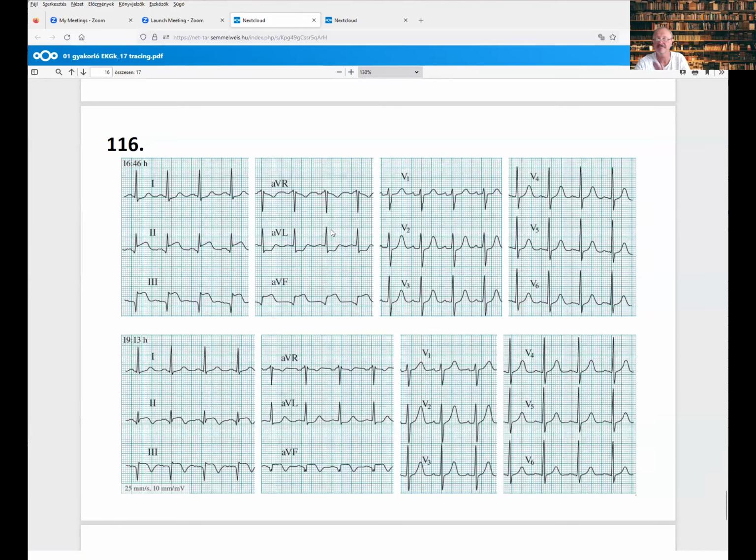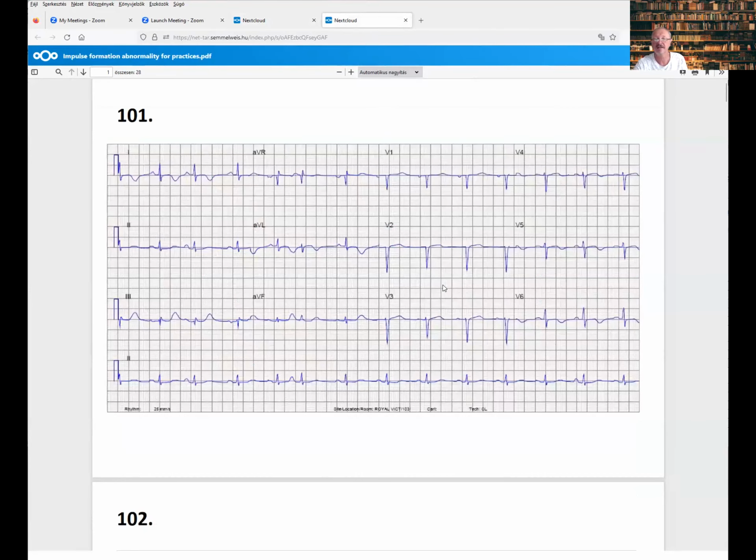Okay. But you figured out very nicely. Okay. Thank you very much. Can you see this one? That's 101. Can you see it?